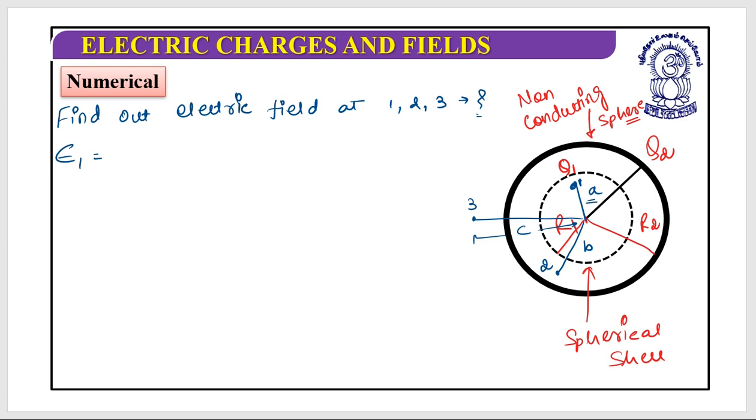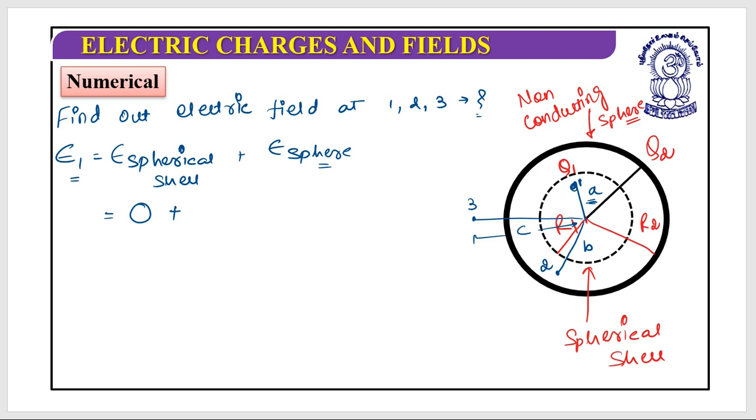Location A is inside the spherical shell. Yes or no? Yes. So I need to consider it like this: E1 is the electric field due to the spherical shell plus the electric field due to the sphere. Now for the spherical shell, this point is within the shell, and a spherical shell has no electric field within it. So this is 0 plus the electric field due to the sphere.